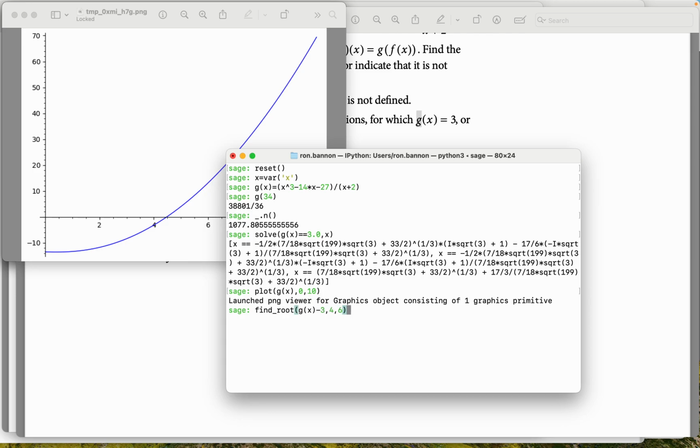of g of x minus 3. That the root means it equals 0 between 4 and 6. And what number do we get? 4.87. So if I did g of that number, I'm using the underscore for that number, by the way, it should return 3. And it does. It's really close. All right, so I got that part done.